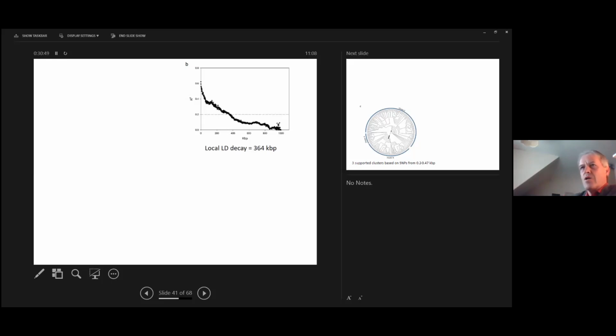So this is a plot of local linkage disequilibrium decay. We tend to use this as a cutoff. This is an R-squared value, we go down here, and we say local linkage disequilibrium decay is 364 kilobases. What that's saying is the gene that is responsible for this QTL is almost certainly within 364 kilobases of the peak SNP. Most likely quite a lot closer, but not further.